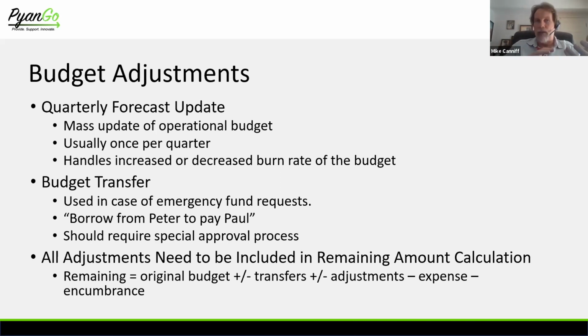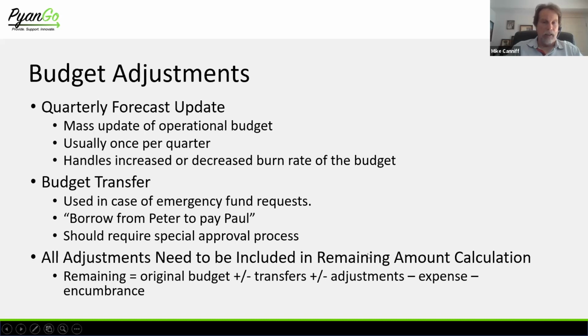An argument could be made to say, well, that really needs to be done in the planning tool, such as Oracle PBCS. But if it's done there, you need to make sure that that gets pushed back into the ERP monitoring side of things. Alternatively, you could do that in the ERP system and do a budget transfer. Either way, you need to have an approval process to say, yes, somebody signed off on the transfer of money from the IT department to the finance department.